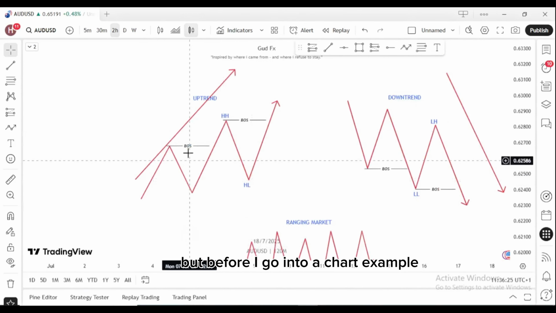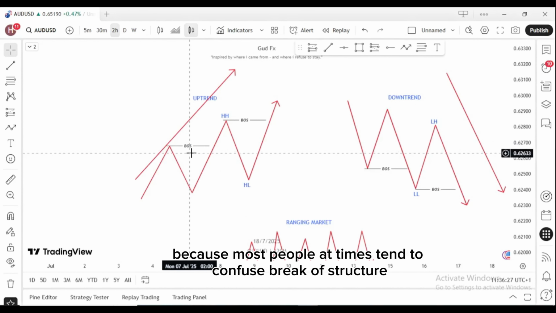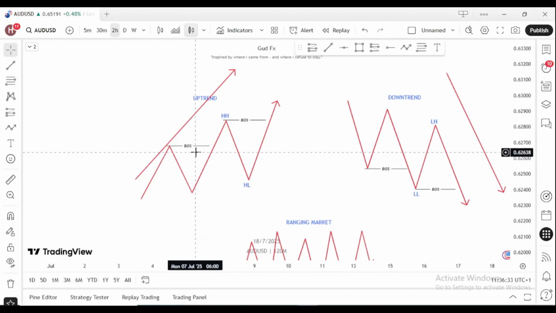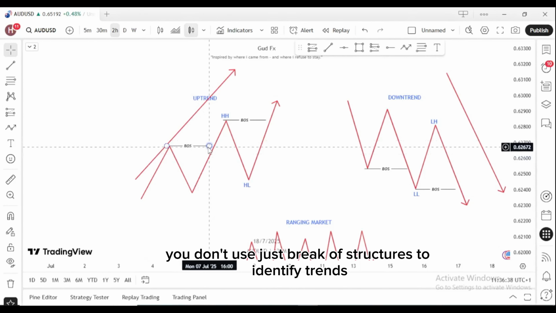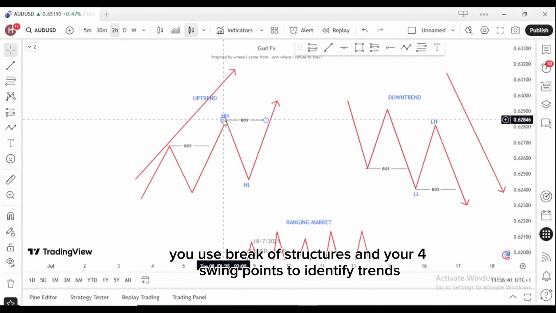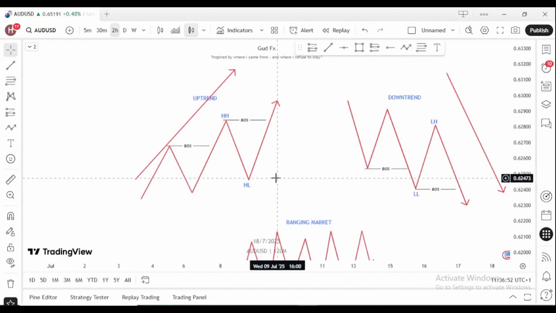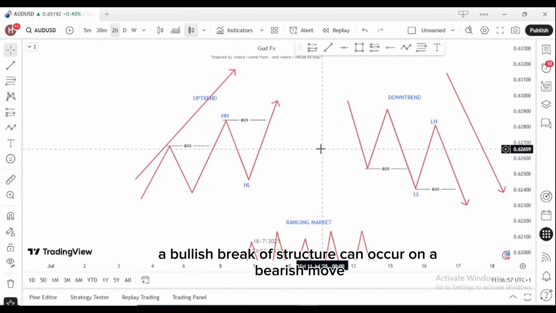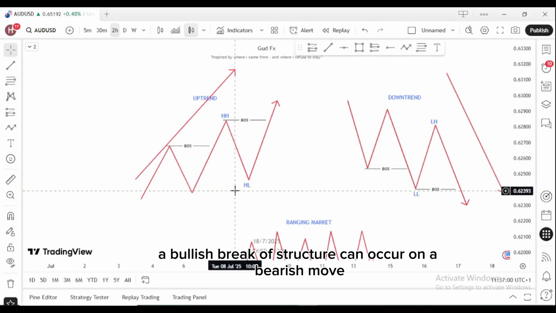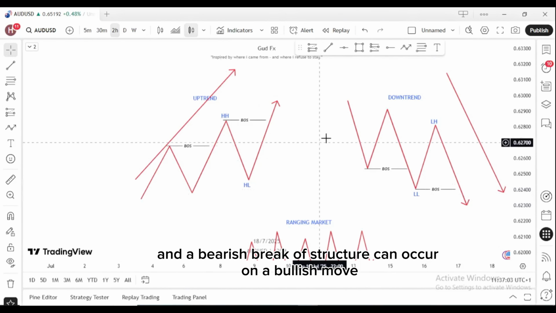But before I go into a chart example, there's something I want to make clear, because most people at times tend to confuse break of structure or use break of structure to identify trends. You don't use just break of structures to identify trends. You use break of structures and your 4 swing points to identify trends. Because break of structure can occur anywhere in the market. It can occur on a bullish move, it can occur on a bearish move. A bullish break of structure can occur on a bearish move, and a bearish break of structure can occur on a bullish move.